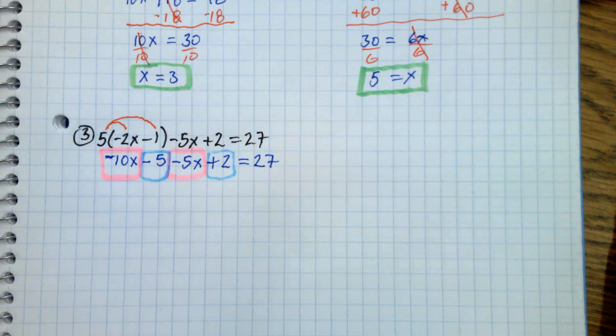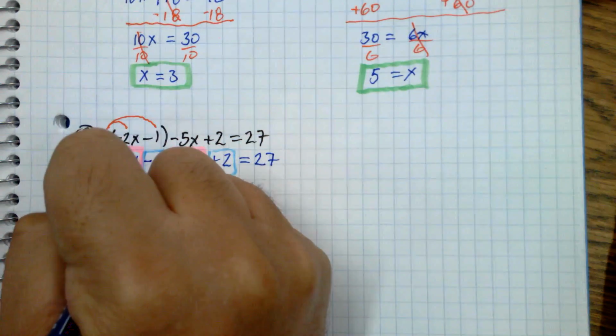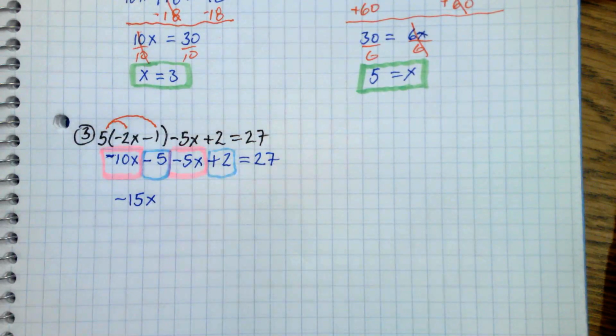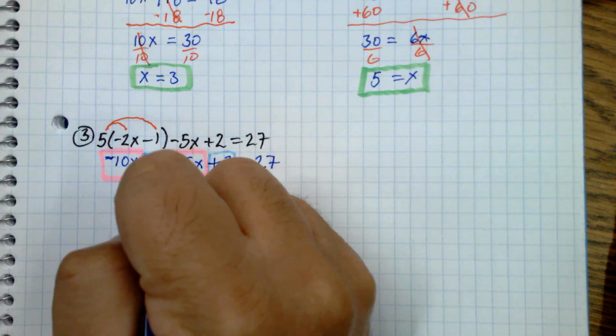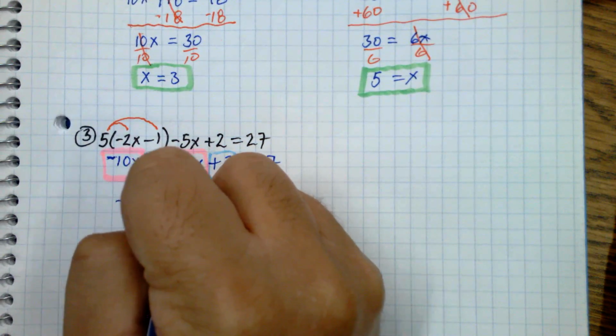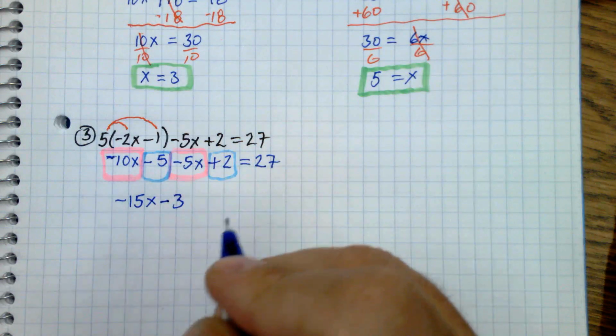So let's start combining. Let's start with x's. We'll combine negative 10 and negative 5. That's negative 15x. And then if I combine the negative 5 and the positive 2, what do I get? Yeah, negative 3. So I shall write it as take away 3 equals 27.